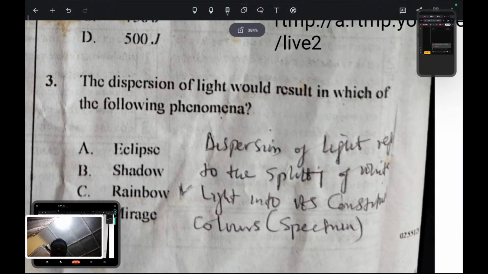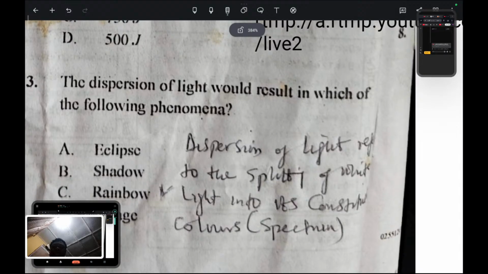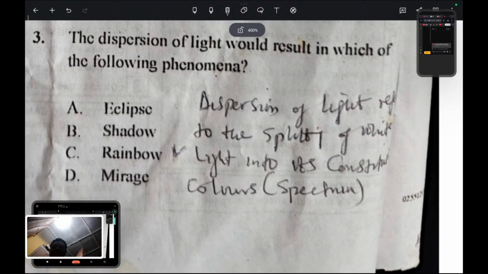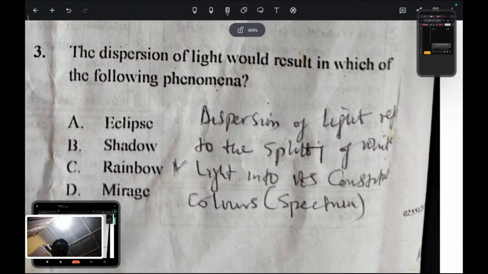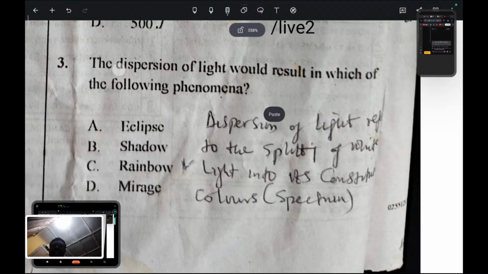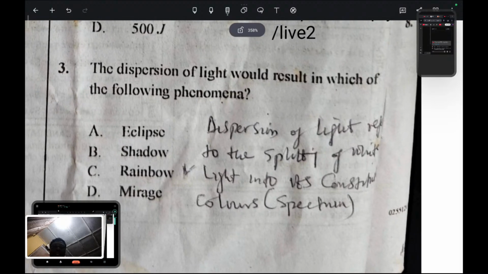The dispersion of light would result in which of the following phenomena? Is it eclipse? Is it shadow? Is it rainbow? Is it mirage? The person here that owns this already has written something on this. But the fact is, we know that dispersion of white light, the principle of rainbow operates based on this. And that is a fact.